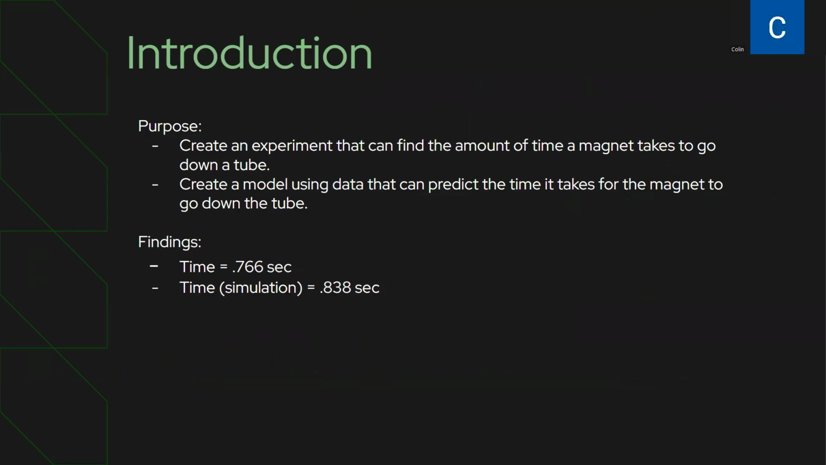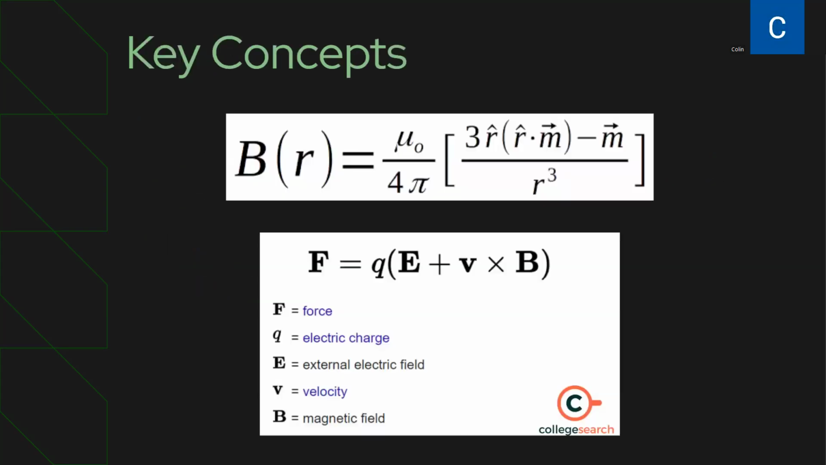The findings were that the average time to go down the tube was 0.766 seconds, but in the simulation it was 0.838 seconds. The key concepts of this experiment were the magnetic dipole formula shown on top, which was used to calculate the magnetic field generated, and the Lorentz force formula, which was used to find the force generated by the magnetic field.